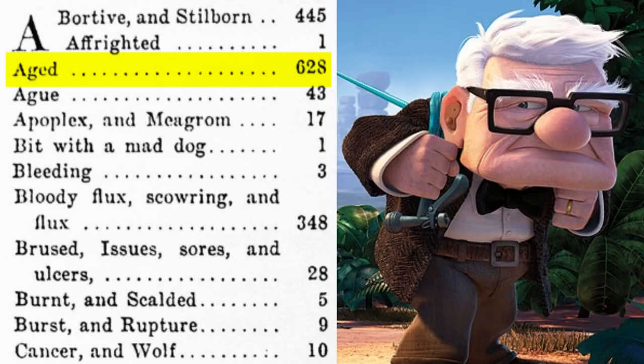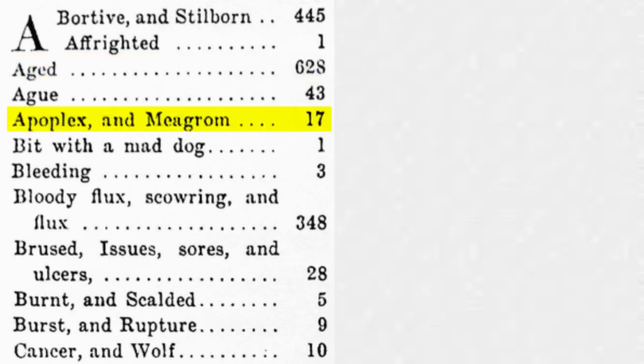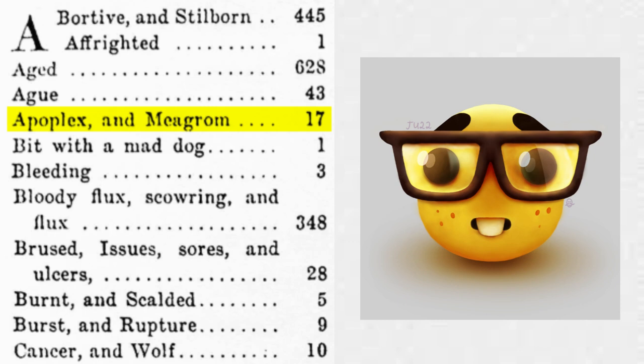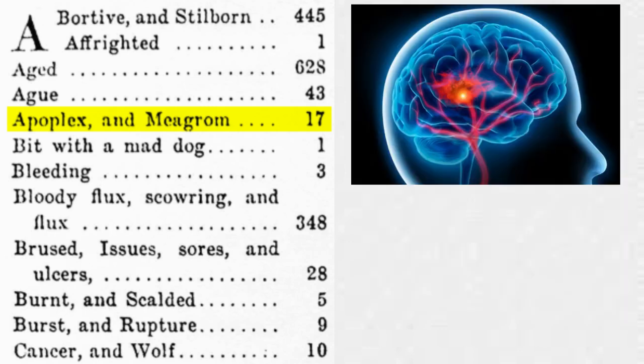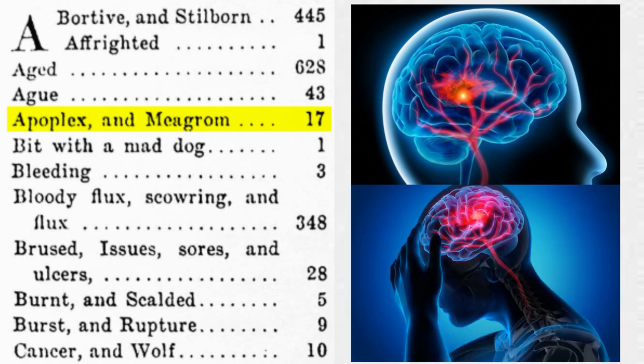628 people simply aged. One of the best ways to go on this list, these people died of old age. 17 were killed by apoplex and megadrome. I had to do some digging for these, and I found that apoplex is an old-timey word for strokes, or spontaneous internal bleedings. Megadrome is another word for severe headaches and aneurysms. These are referring to probably some sort of internal head injury.